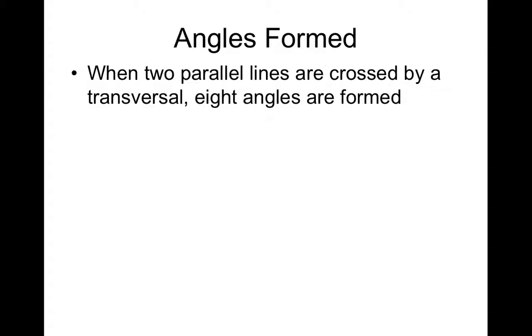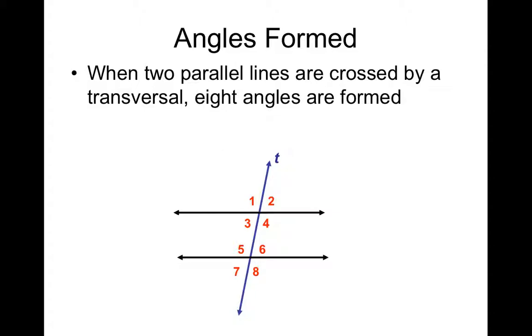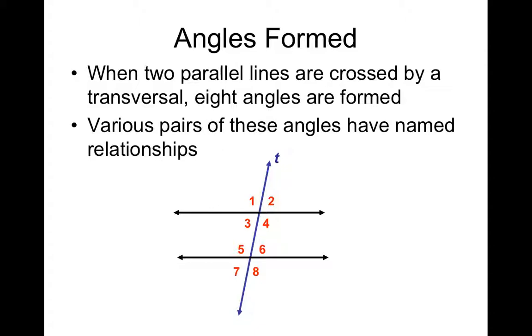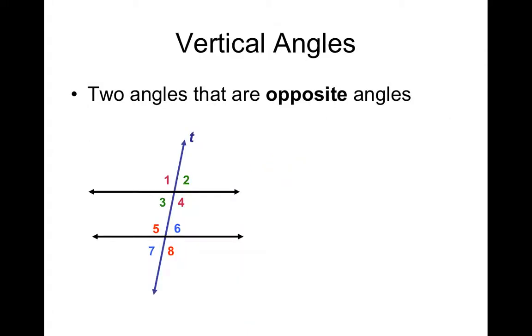Whenever we take two parallel lines and cross them with a transversal, 8 angles are formed. There's an example, and we're counting the 8 angles. And various pairs of these angles have named relationships, and we'll talk about those in a minute. So the first example is vertical angles, two angles that are opposite of each other. So in this illustration, angles 1 and 4 are vertical.